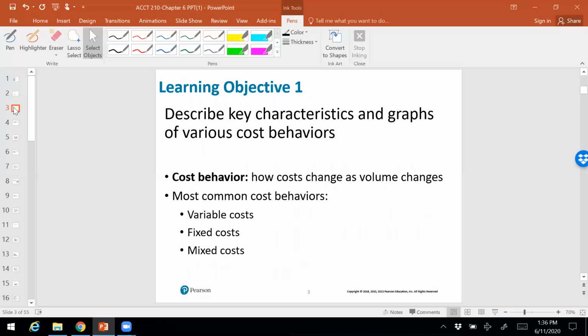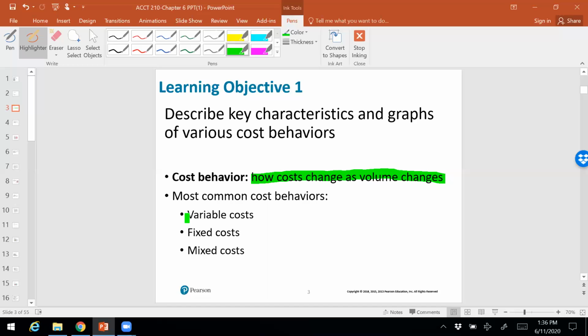The first thing talking about key characteristics and graph of various cost behaviors. When you see this terminology, it basically tells you how costs change as volume changes. Okay, so the cost is not human being, they cannot really behave like us, but they do change, the cost change when the volume changes. Okay, so that's our focus, how cost change as volume changes.